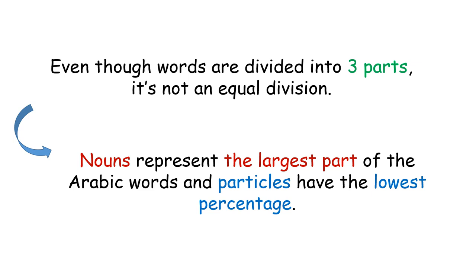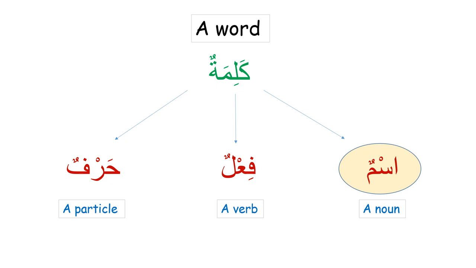Moving on, so our first category is called ismun, and it includes what we know in English as nouns, pronouns, adjectives, and adverbs. The second category is that of verbs, and just like in English, a verb is a verb. It shows an action or a state of being, and it conveys a meaning on its own, and it also has a tense. As opposed to the last category that doesn't convey meaning on its own and doesn't have a tense. Of course, we are talking about al-harf.